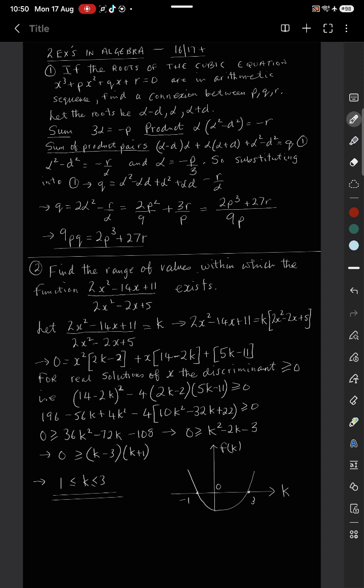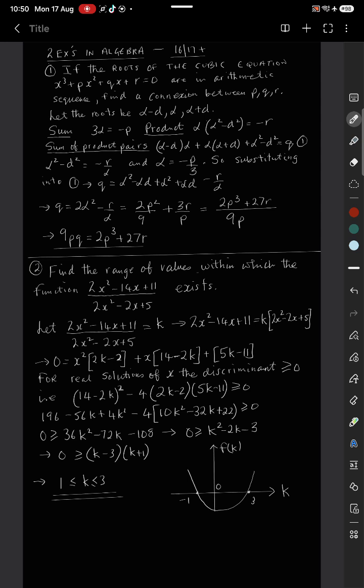Now, as for the second one, we've got to find the range of values within which the function 2x squared minus 14x plus 11 over 2x squared minus 2x plus 5 exists. So let the function equal k, and then multiplying up, we'll get 2x squared minus 14x plus 11 equals k bracket 2x squared minus 2x plus 5. And then simplifying all that, we'll get 0 equal x squared bracket 2k minus 2 plus x bracket 14 minus 2k plus 5k minus 11.